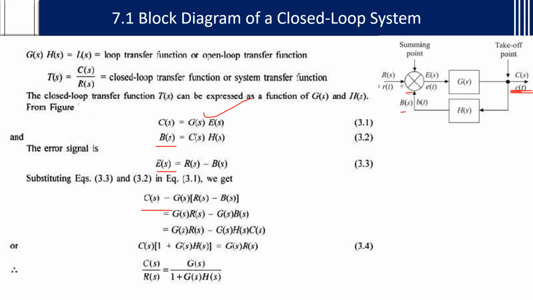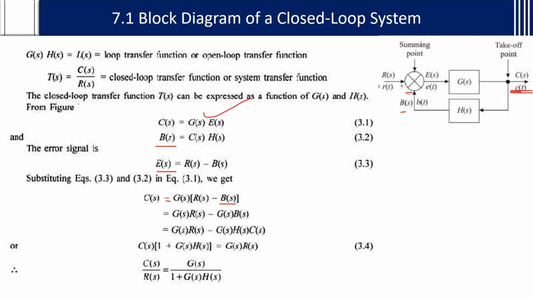C of s is equal to G of s into E of s, which is R of s minus B of s. Again, you know B of s here. If you substitute B of s here, C of s into H of s, then you will get G of s into R of s minus G of s into H of s into C of s. Then by taking this to the left side, C of s will be common. You get 1 plus G of s into H of s equals G of s into R of s. From this, what can you write?